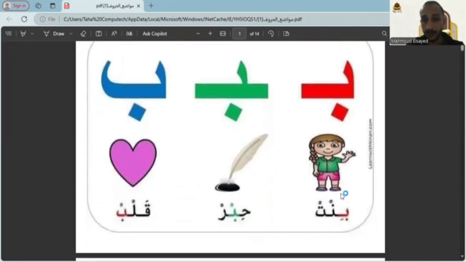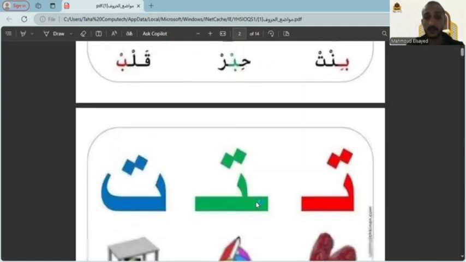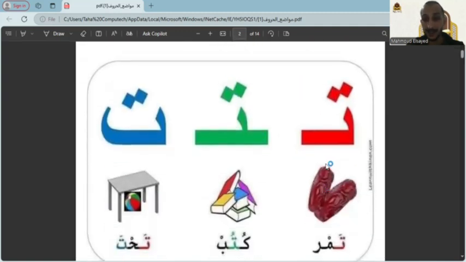Here we have the Ba. Here it's at the beginning of the word. Here it's in the middle of the word, like Hibr, and then at the end of the word, like Qalb, which means heart. Beginning, middle, and end: Bint, Hibr, Qalb.